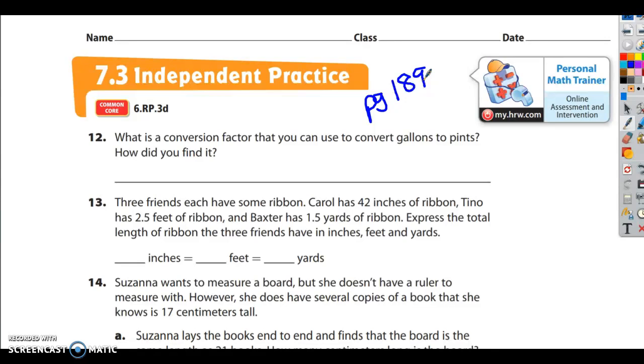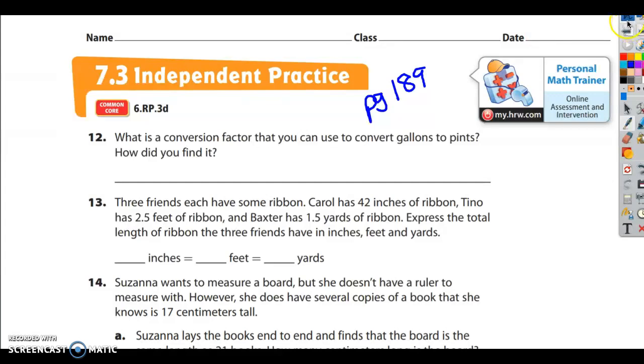We'll read the problem together. I'll help you set up the problem, and as soon as you think you understand what to do, go ahead and hit pause on the video, try the problem, and then hit play to check your answers. Number 12 reads, what is a conversion factor you can use to convert gallons to pints, and how did you find it?